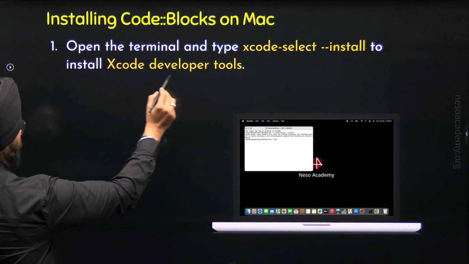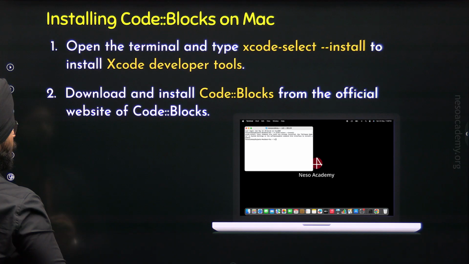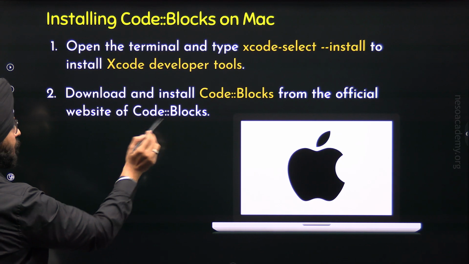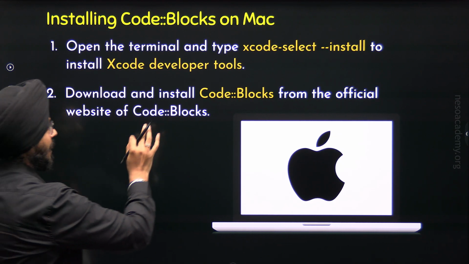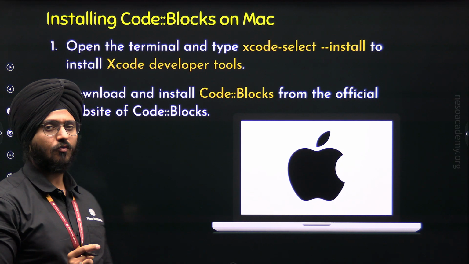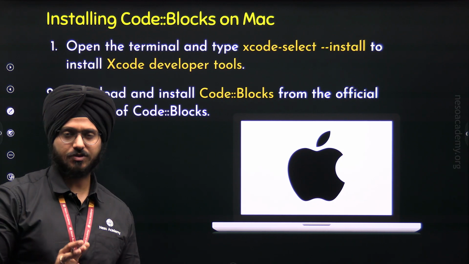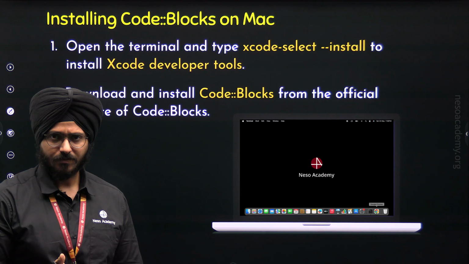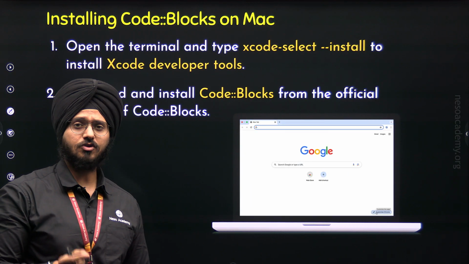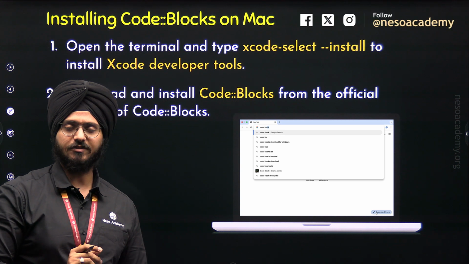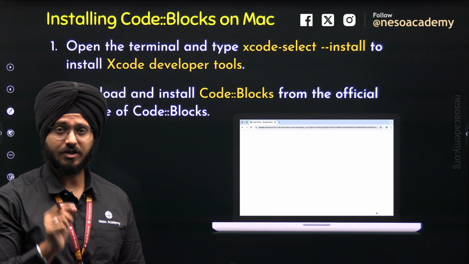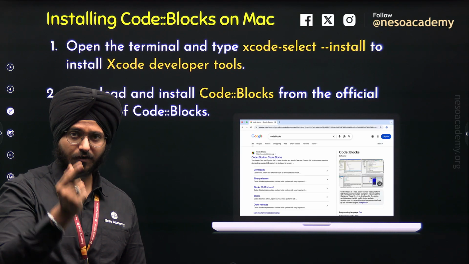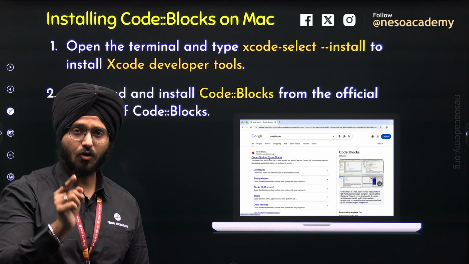After installing Xcode Developer Tools, we need to move to step number 2, where we now need to download and install Code::Blocks from the official website of Code::Blocks. For this purpose, you first need to open your favorite browser, maybe it is Google Chrome. After opening Google Chrome, you need to type Code::Blocks in the address bar. After doing this, you need to hit Enter or Return. After hitting Return, you will observe the first link of Code::Blocks. Just click on that link.